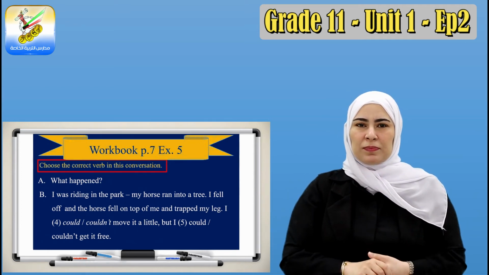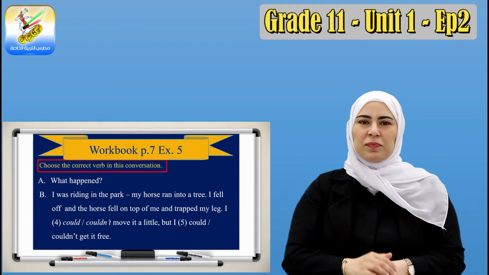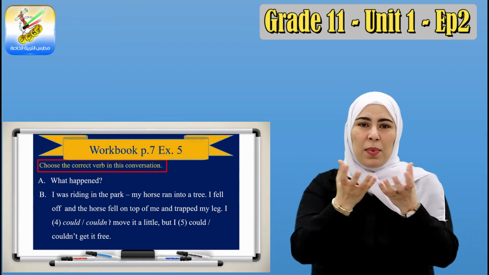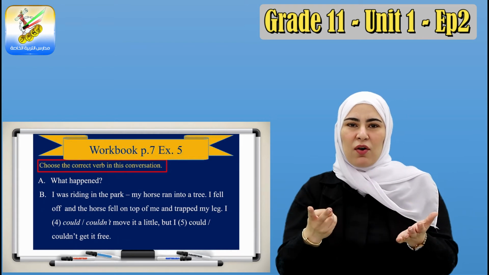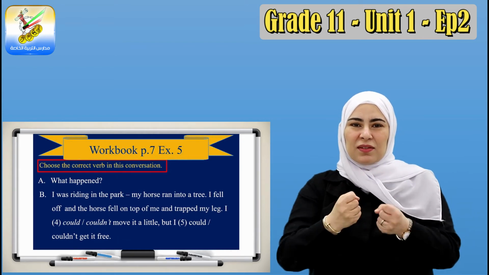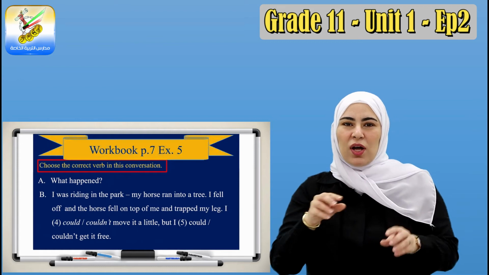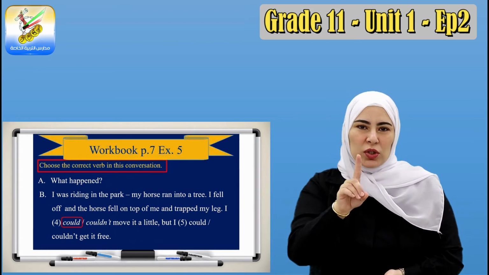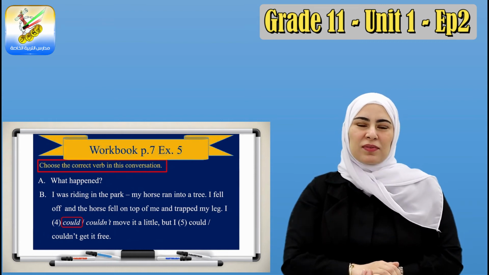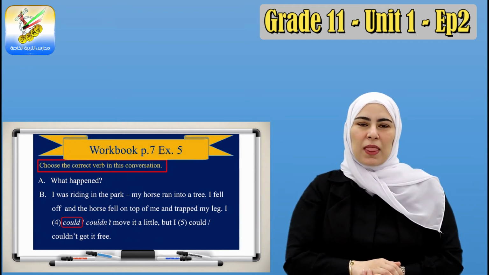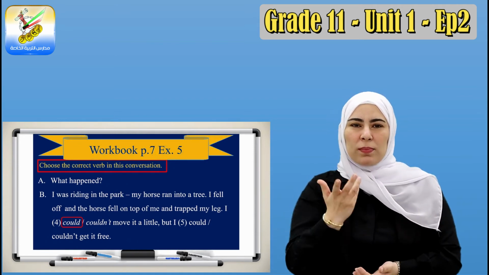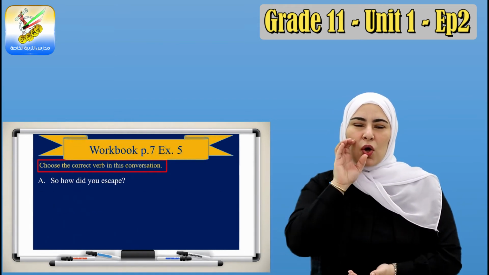So again, I'll repeat the sentence. I was riding in the park, my horse ran into a tree. I fell off and the horse fell on the top of me and trapped my leg. I could or couldn't move it a little. The correct answer here is could. But I could or couldn't get it free, and try to guess the correct answer. The answer is couldn't.